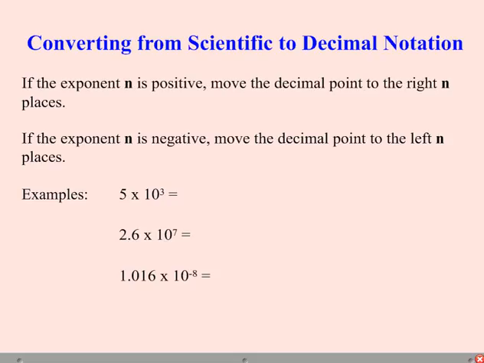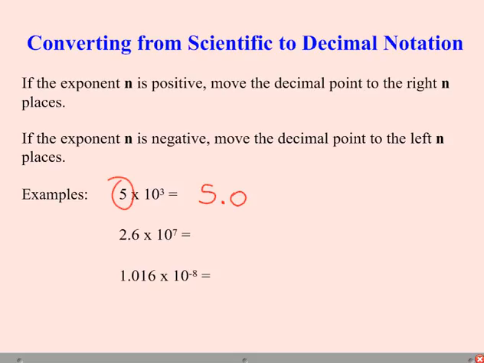We start with 5 times 10 to the third. This is obviously in scientific notation, and we want to convert it to a decimal. Notice that our exponent on the 10 is positive. So what that means is we're going to take the decimal point and move it to the right 3 places. Well, you might be asking yourself, what decimal point? Of course, the number 5 right here we can think of as 5.0. So there's our decimal point.